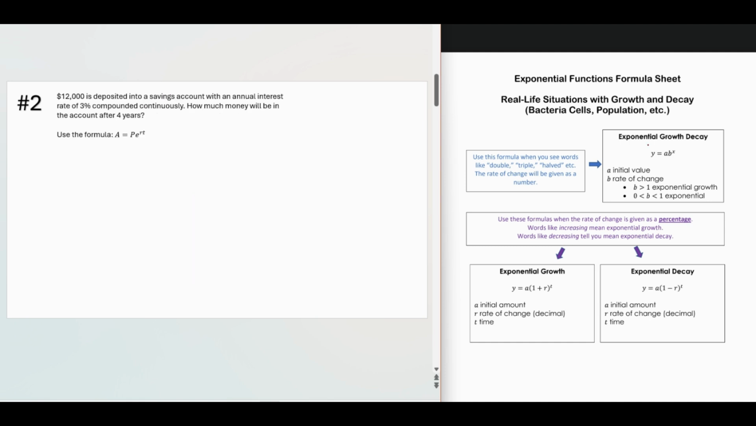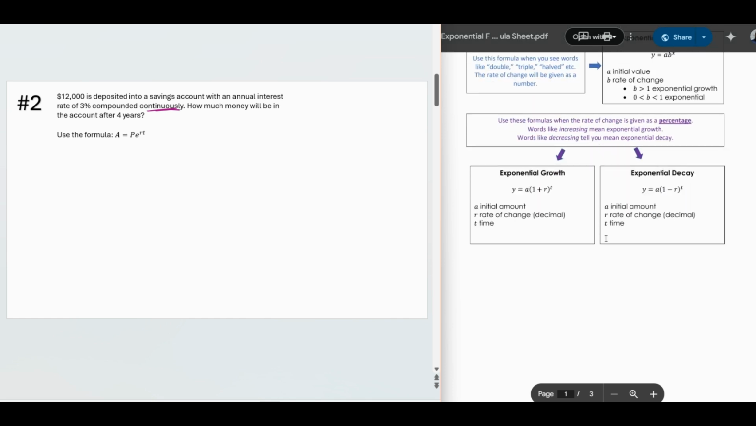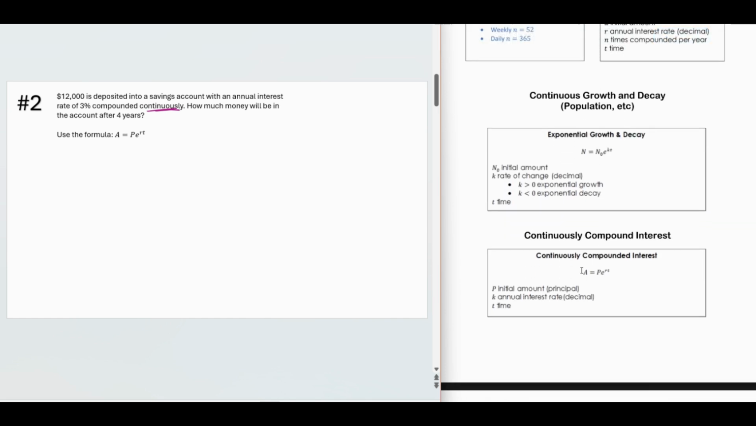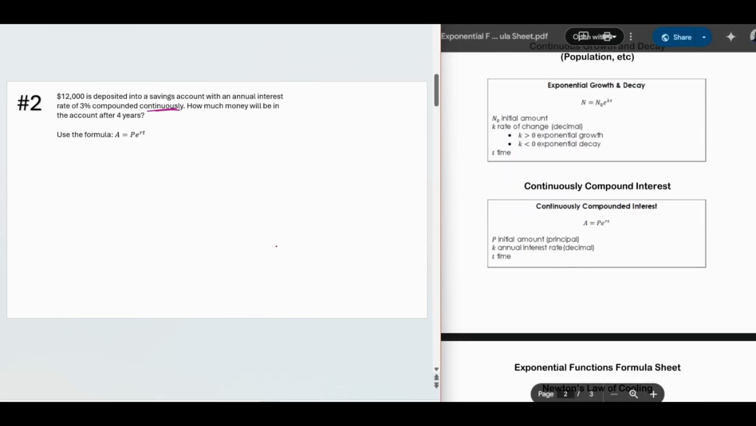Okay, so here it says $12,000 is deposited into a savings account with an annual interest rate of 3% compounded continuously. How much money will be in the account after 4 years? So the very important key word here is continuously, right? Whenever we have something continuous, we're going to use the formula that involves e. So here in our formula chart, it tells us that P is the initial value. So that is going to be that $12,000. e is that constant, right? It's Euler's number. And then we have r is 3%.